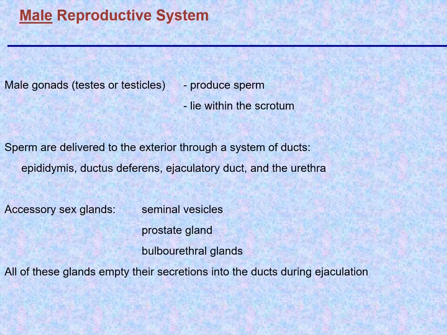The accessory sexual organs or sex glands in the male, which contribute to the fluid volume of the semen that contains the sperm, include seminal vesicles. There's two, one prostate gland and two bulbourethral glands. All of these, as I said, empty their secretions into the ducts, and that occurs during ejaculation of the semen.